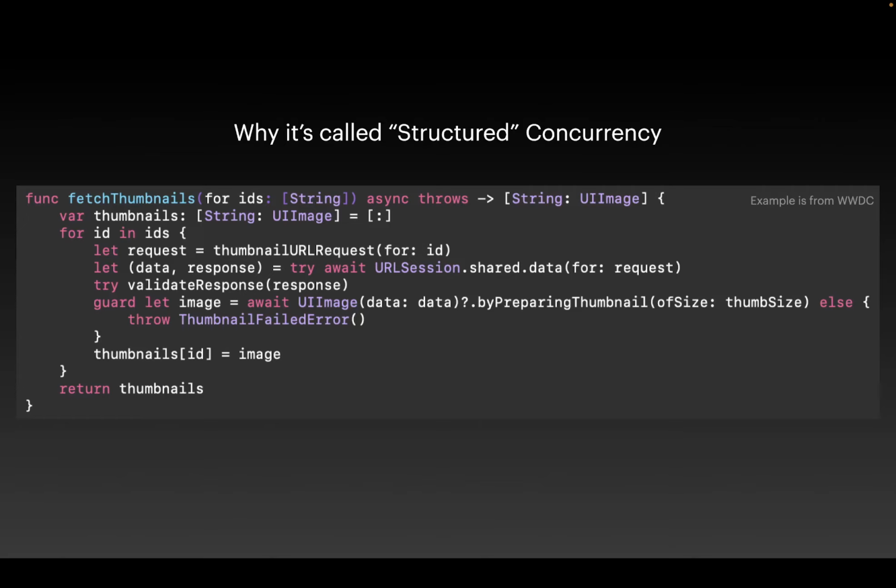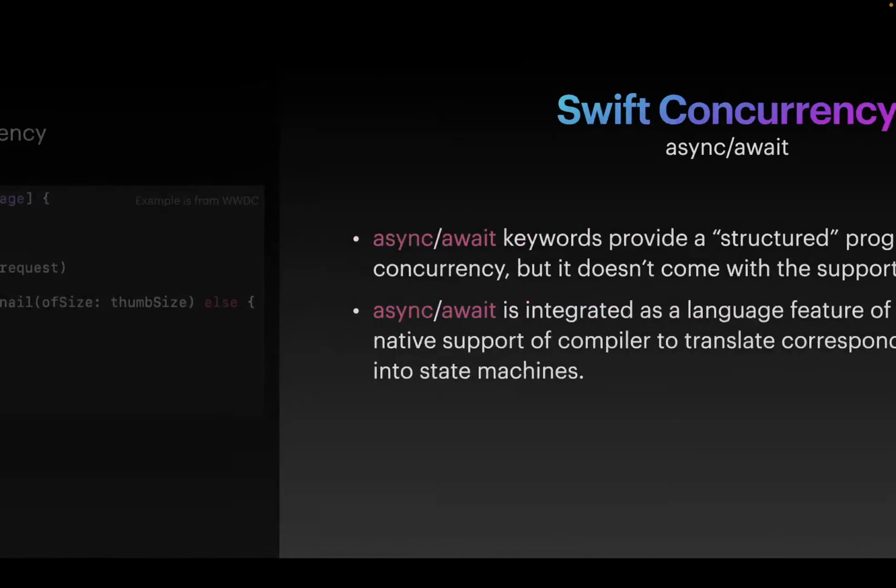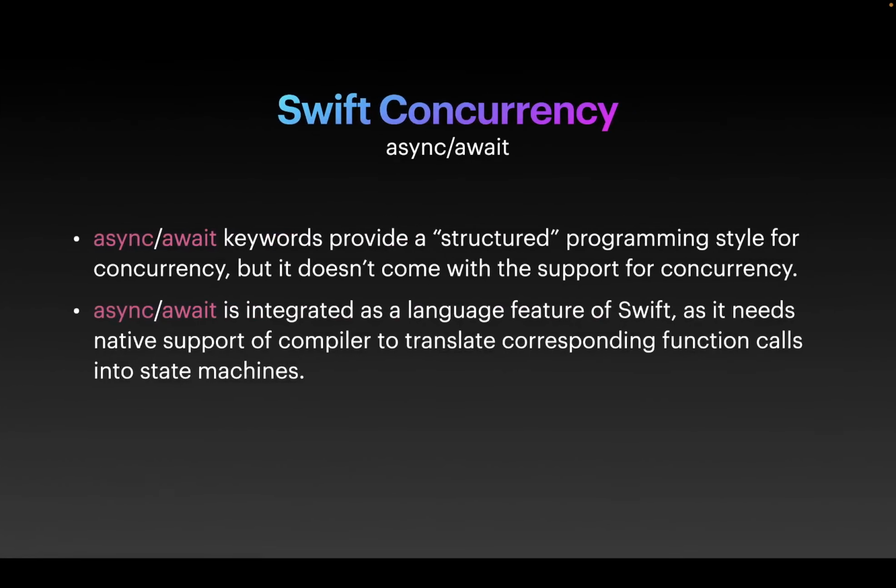Again, this is the example from WWDC, and this is a simplified version of the function called fetch thumbnails. The text is maybe a little bit small because it's a screenshot, but you can go over these slides later. Now let's talk about async await.